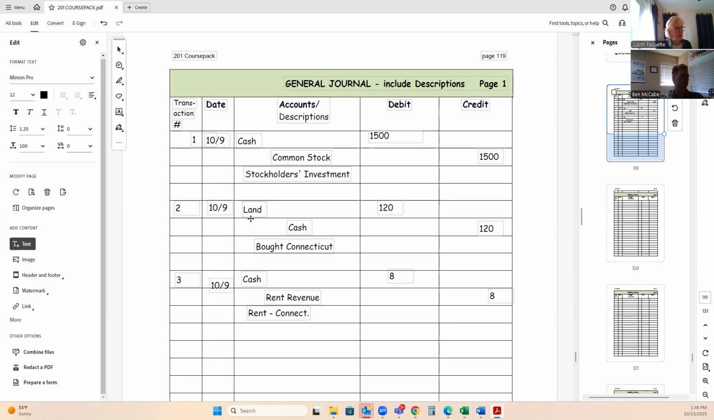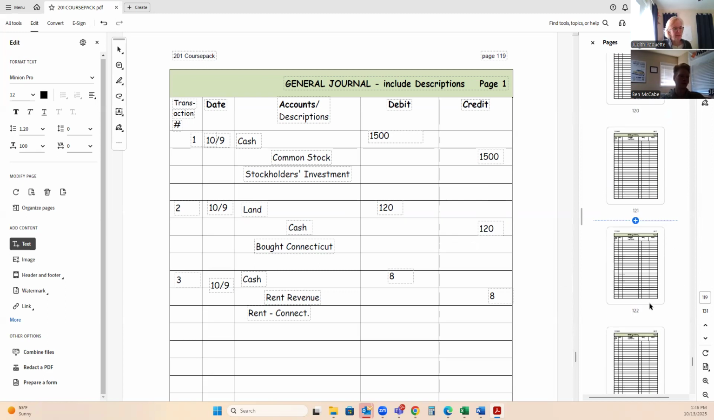So on the land T account, it goes on the left, and we know land's an asset, it went up. Cash is also an asset. We know it went down because it's a credit. So for the T chart, you would just have a one next to 1500 on cash and then a one next to 1500 on common stock. Exactly.